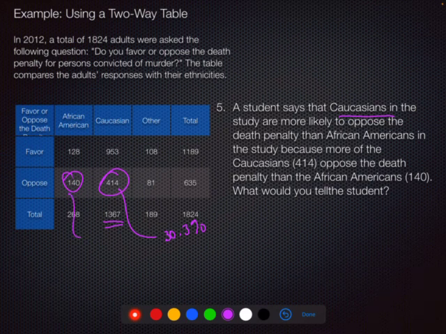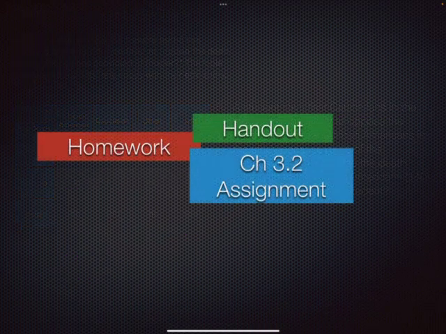When we did African Americans, it was 52.2%. So even though more Caucasians said they oppose it, it's actually a lower percentage of Caucasians, almost 20% lower. So you tell the student, well, actually not, because if you go by percentage, that really tells you a better detail of who opposes and who is in favor of the death penalty. All right, that's it.